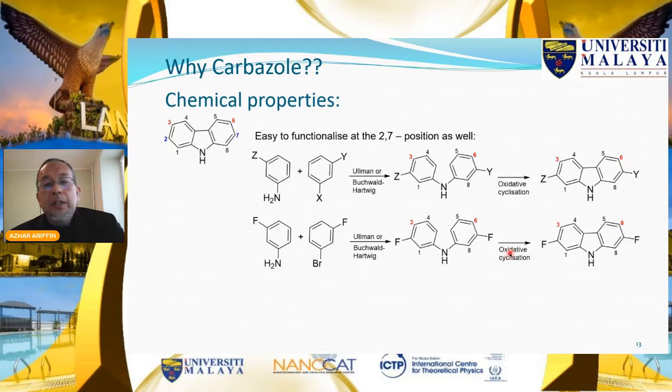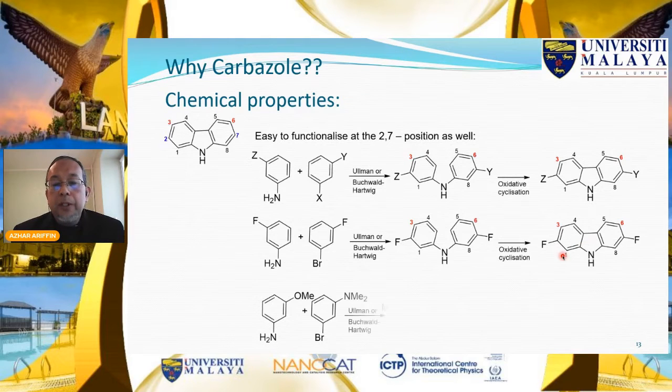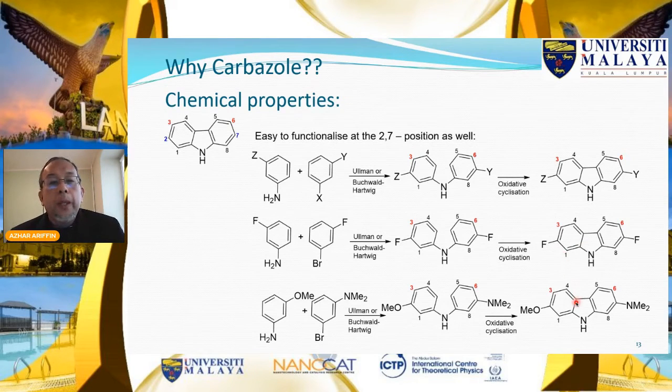For example, if you want to synthesize 2,7-difluorocarbazole, you can start with meta-fluoroaniline and react it with meta-fluorobromobenzene. Under Ullmann coupling or Buchwald-Hartwig reaction, you get this bisphenylamine. Then in the presence of palladium acetate as a catalyst, you can do oxidative cyclization, and you will get the 2,7-difluorocarbazole. You can also introduce different substituents at position 2 and 7 by changing the starting material.